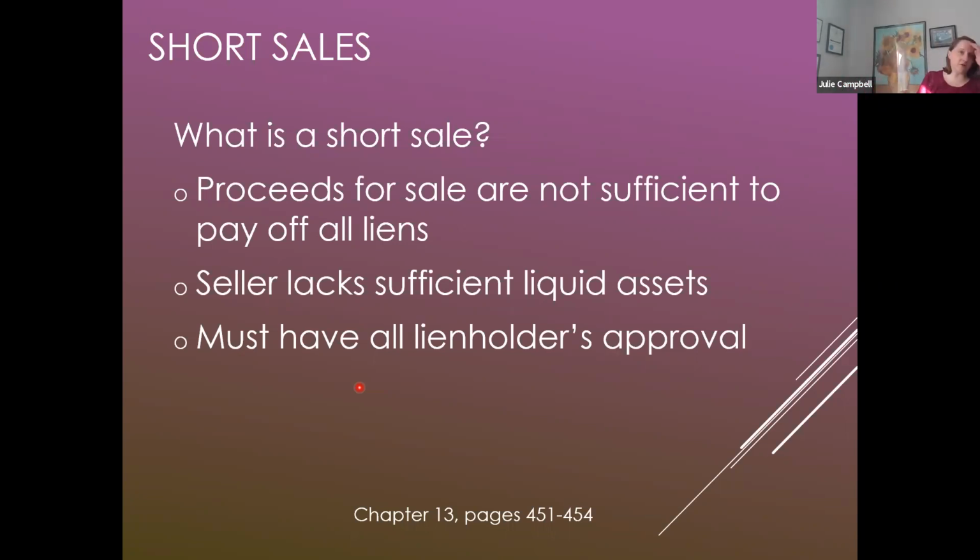So let's talk first off about what a short sale is. A short sale actually consists of 3 pieces. First piece says that the seller's underwater. The proceeds of the sale are not enough to pay off all their liens. They owe more than what the home is worth. And the seller doesn't have sufficient assets, liquid assets, to make up the difference. What do I mean by liquid assets?